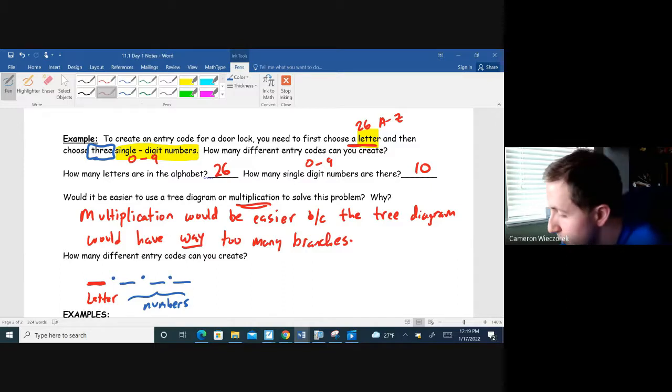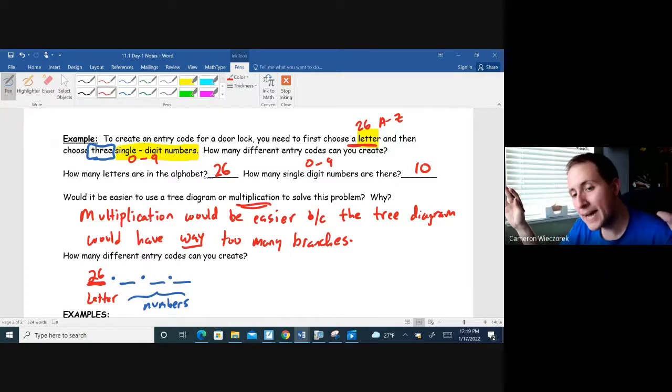So how many letters do I have to pick from? Well, there's 26 letters in the alphabet. So I can fill that first spot with 26 options. You're only going to pick 1, but you're listing how many possibilities you have. You're not going to use more than 1 letter, but you have 26 to pick from.